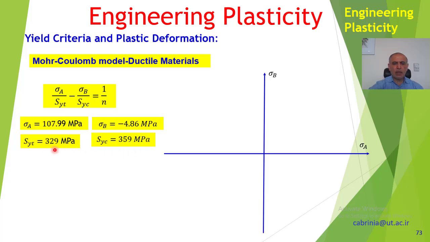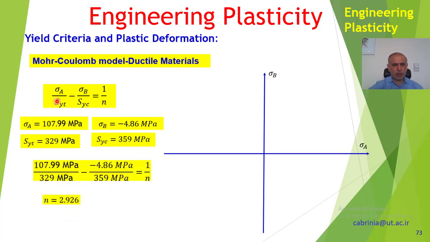This is the values for that grade of ductile iron which I was talking about. The yielding tension is 329 megapascal, and yielding compression is 359 megapascal. Usually these two are equal, but for this kind of material they are different. So if we plot them here, we put them in this equation. We put these values in this equation, and we get N equals 2.926. That is the factor of safety which we were looking for.